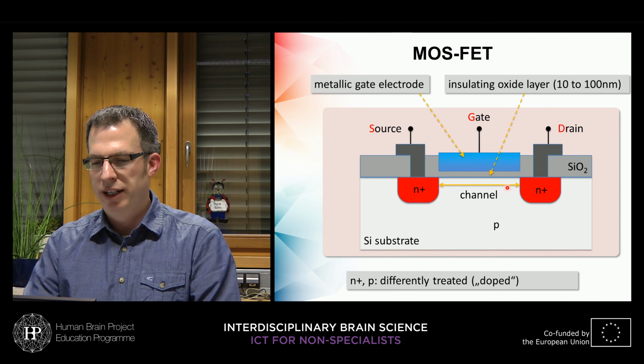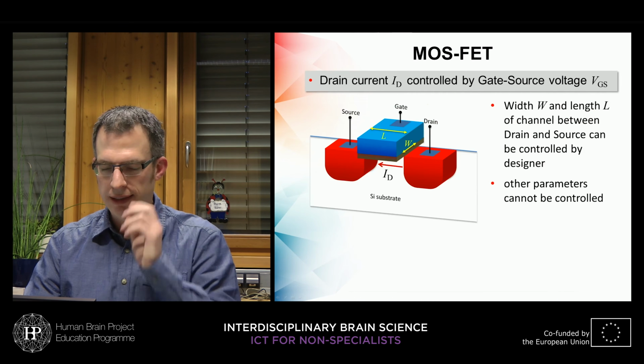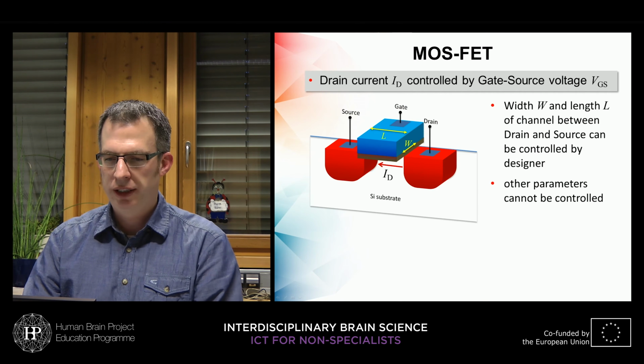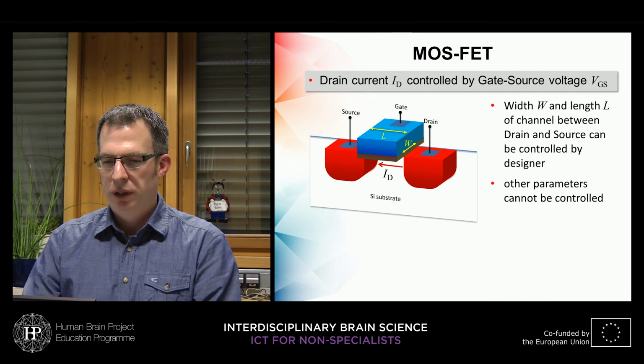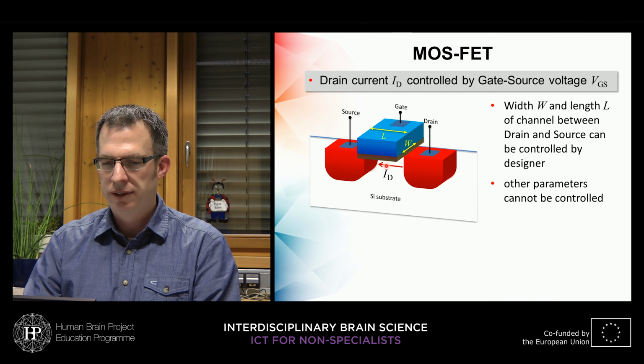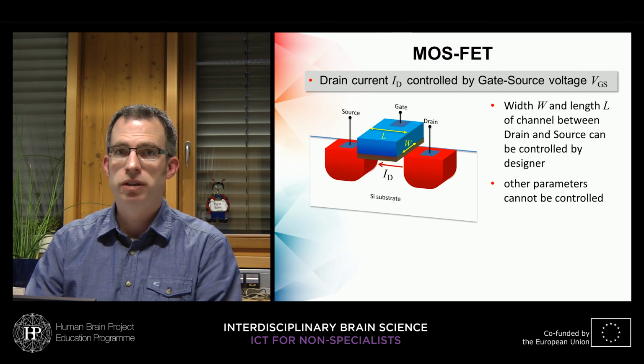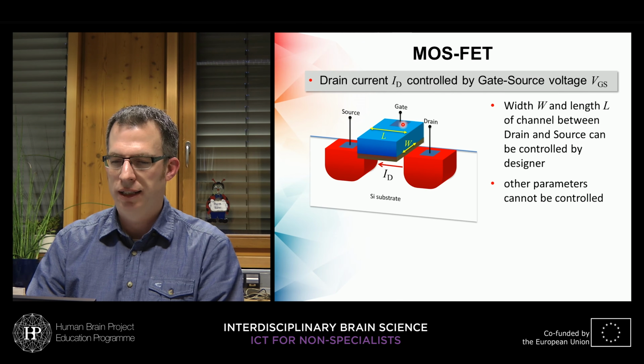You may note this channel here, and there is a current that can flow through this channel. Let's have a different look at the cross section. So we can have the source terminal, the gate terminal and the drain terminal here, and we have the channel between drain and source, and the current flowing between these two terminals can now be controlled by the voltage that we apply to the gate electrode up here relative to the source terminal.